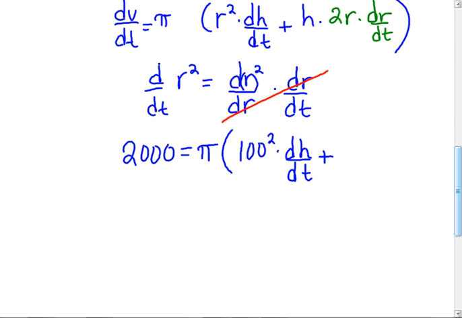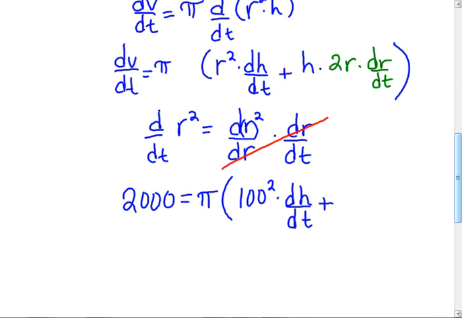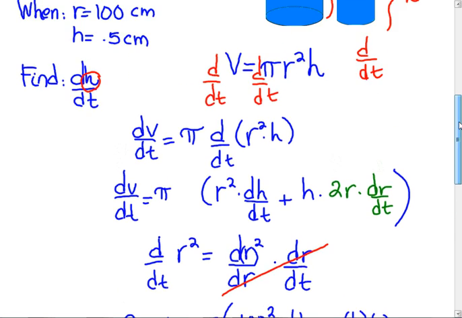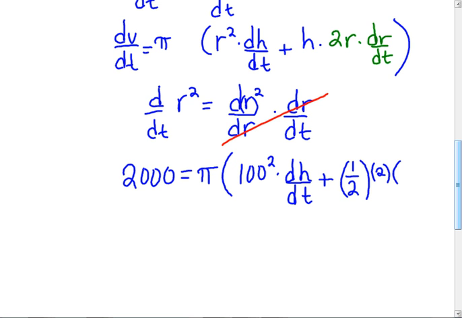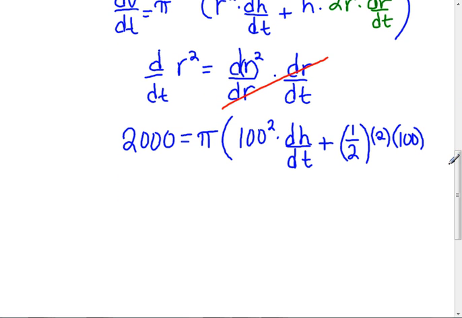Plus h. I'll go in order. I wanted to do the 2 first, but it messed everybody up. And h is 0.5, but I don't like 0.5. So I'm going to put in a half. Because it's a half times this 2 times the radius. And the radius was 100 times dr dt. And dr dt was 2.5. Actually, I'd make that 5 halves, but that's fine. And there's another parenthesis here, but I'm kind of out of space. And you have to solve for dH dt.